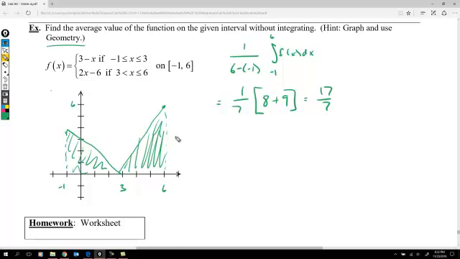Doing it geometrically is always an option if you have straight lines. It works great for linear functions and circles. All right, that's it. See you later.